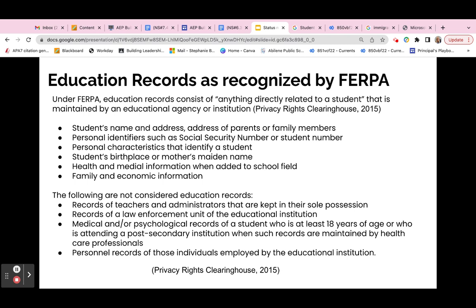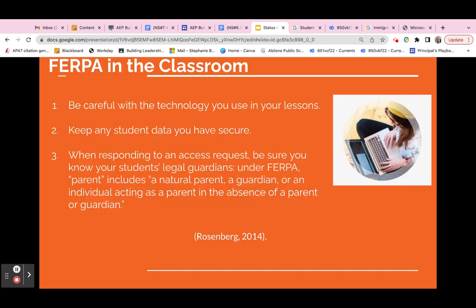Also not education records are records of a law enforcement unit of the educational institution, any medical or psychological records of a student who is at least 18 years of age or attending a post-secondary institution, when those records are maintained by a healthcare professional, and personal records of those individuals employed by the education institution. And those all came from the Privacy Rights Clearinghouse 2015.